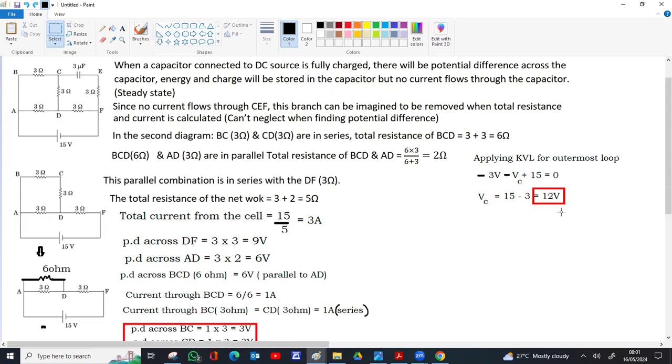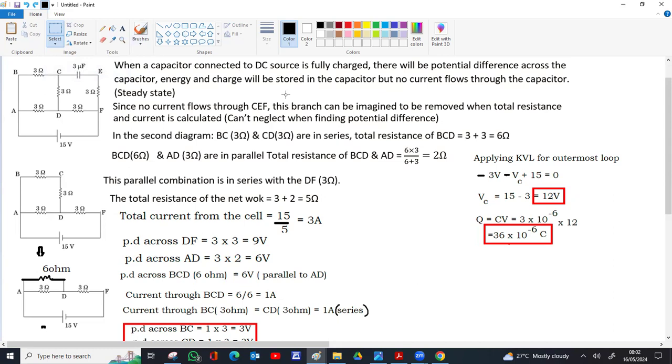Now you can find the charge. Charge Q equals C times V. So Q: C is 3 microfarad, 3 into 10 to the minus 6 farad, V is 12 volt. So 3 into 12 is 36, times 10 to the minus 6. So 36 into 10 raised to minus 6 coulomb, 36 microcoulomb is the charge stored in the capacitor.